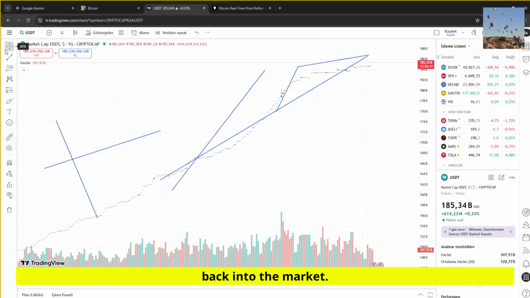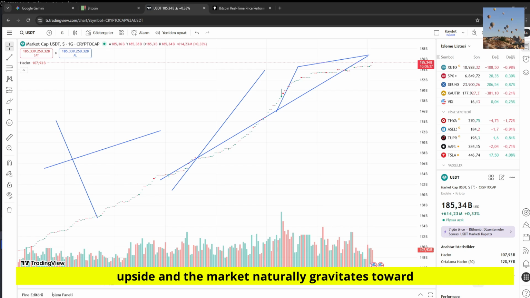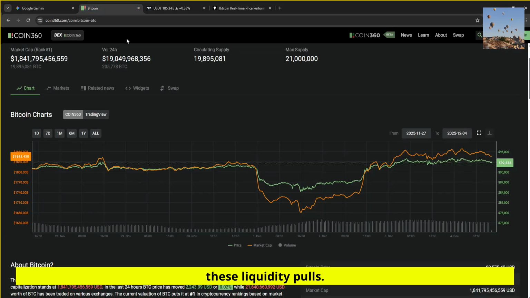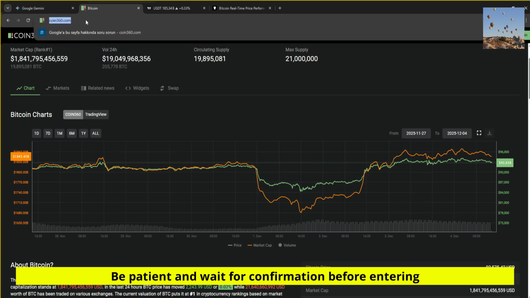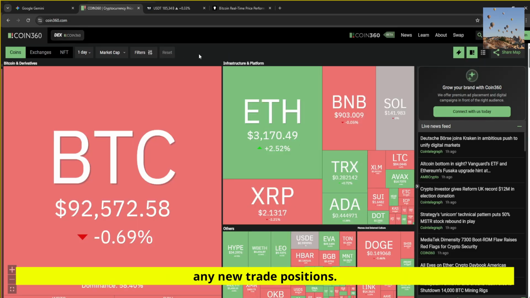The liquidation heat maps show that there is a high concentration of liquidity to the upside, and the market naturally gravitates toward these liquidity pools. We expect the price to hunt these stops before choosing a long-term direction. Be patient and wait for confirmation before entering any new trade positions.